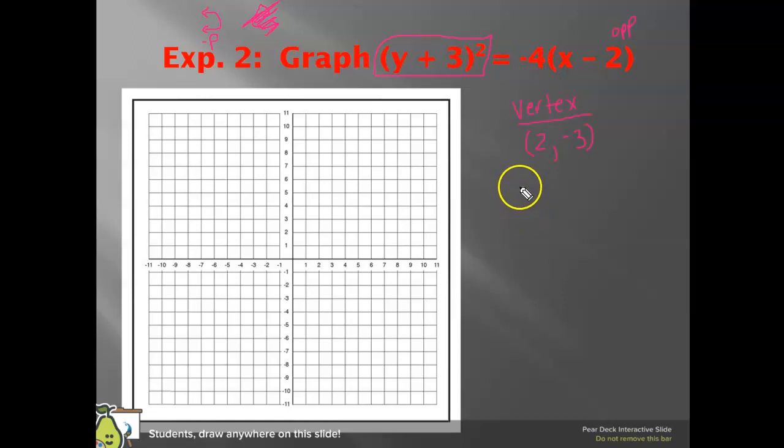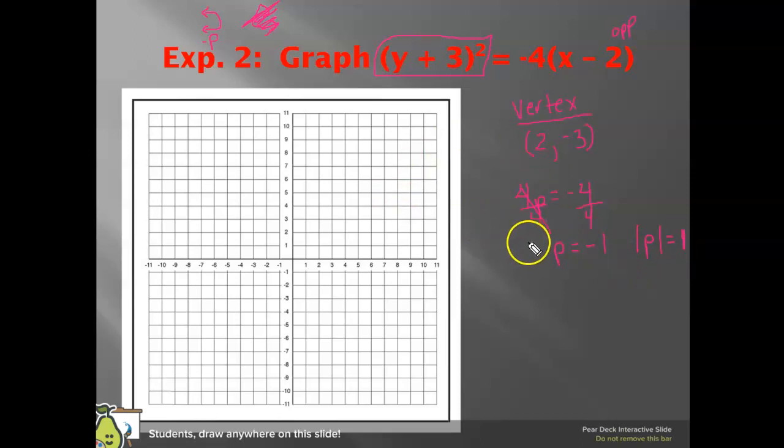After we find our vertex, we need to figure out what our p is equal to. We know 4p is equal to -4, so therefore p must be equal to -1. Again, the negative just told us which direction we're going. When we start talking about quantities, don't forget it's always the absolute value of p. We're just interested in the actual amount of p, which in this case is just 1.